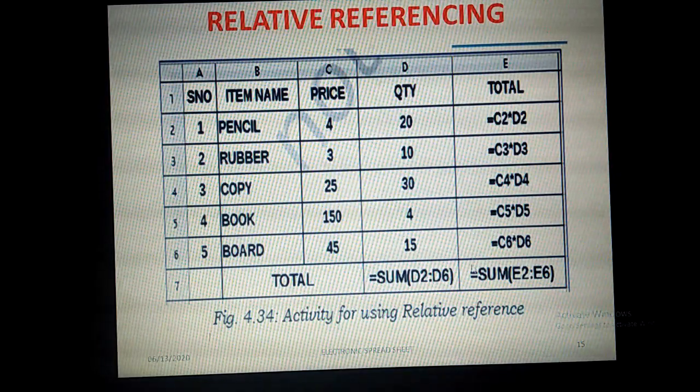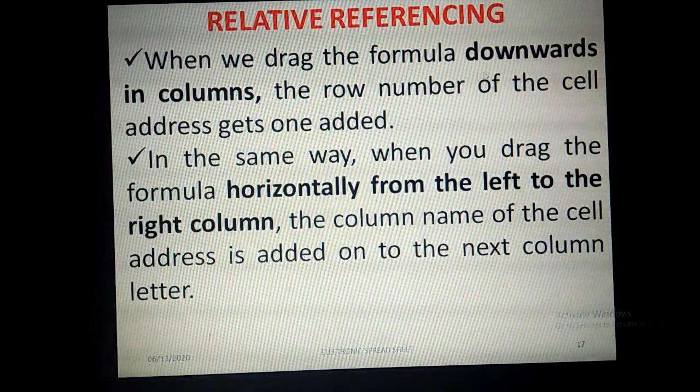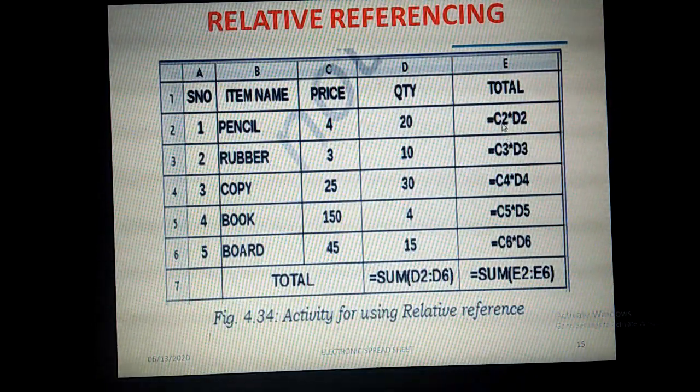So here we have used relative referencing. After applying this relative referencing we are getting the answer like this. When we drag the formula downwards column wise, see here we have applied this formula downwards. When the formula is copied downwards to the other cells, only the row number is going to be changed. Column letters are the same. In every formula, column letters are not changed, only the row number is going to be changed. So vertically when you are copying the formula to the other cells, only the row number is incremented, added by 1.